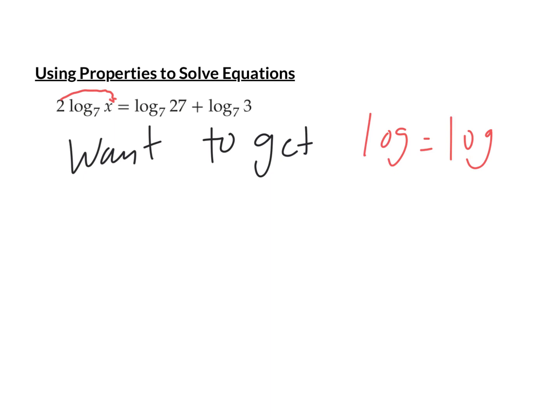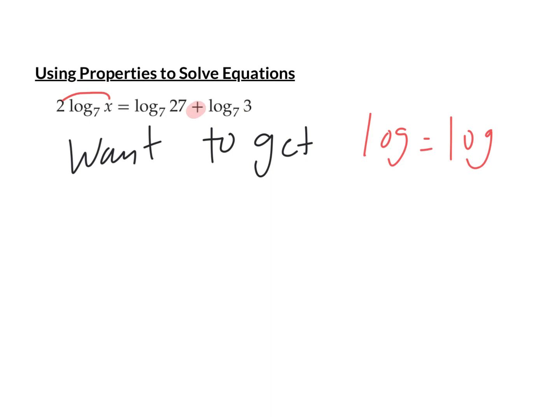Okay. What does this plus tell me I'm going to have to do? Multiply. Multiply 27 and 3. Okay. So I'm going to end up multiplying those 2 together. Any questions about that? No.